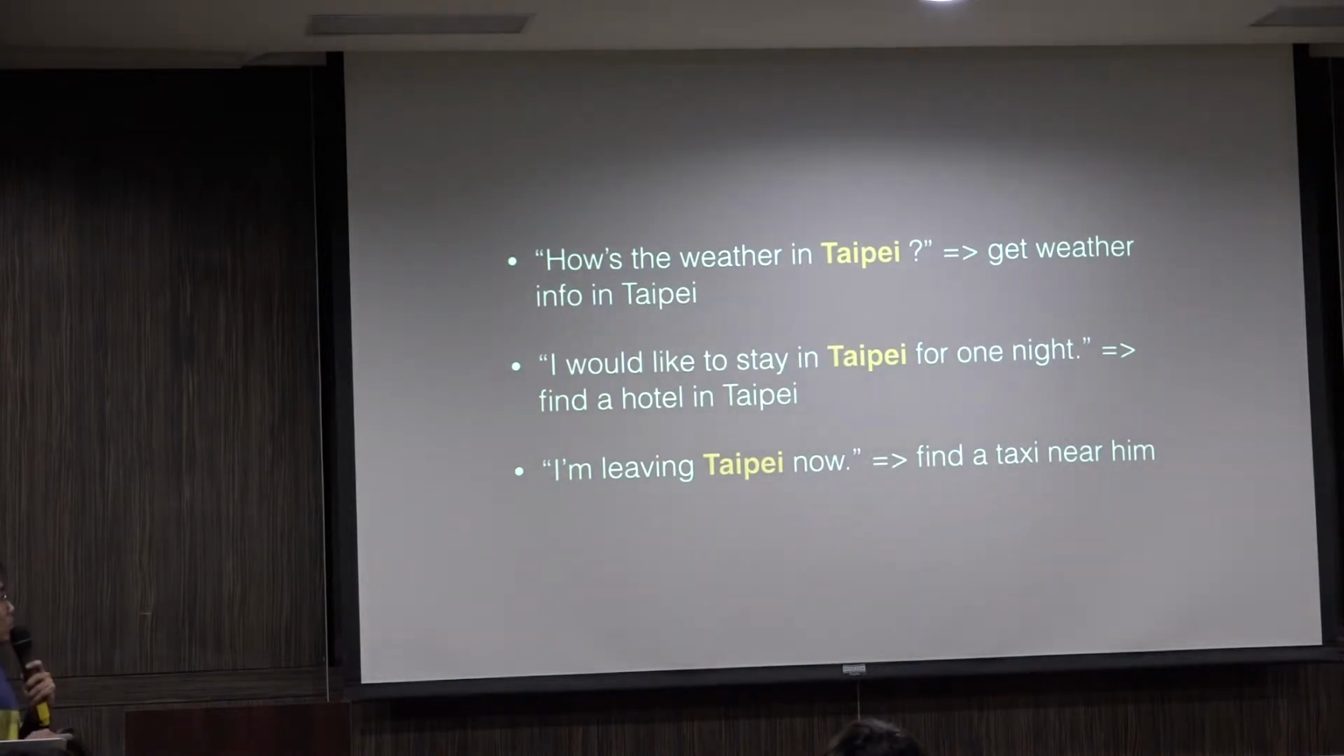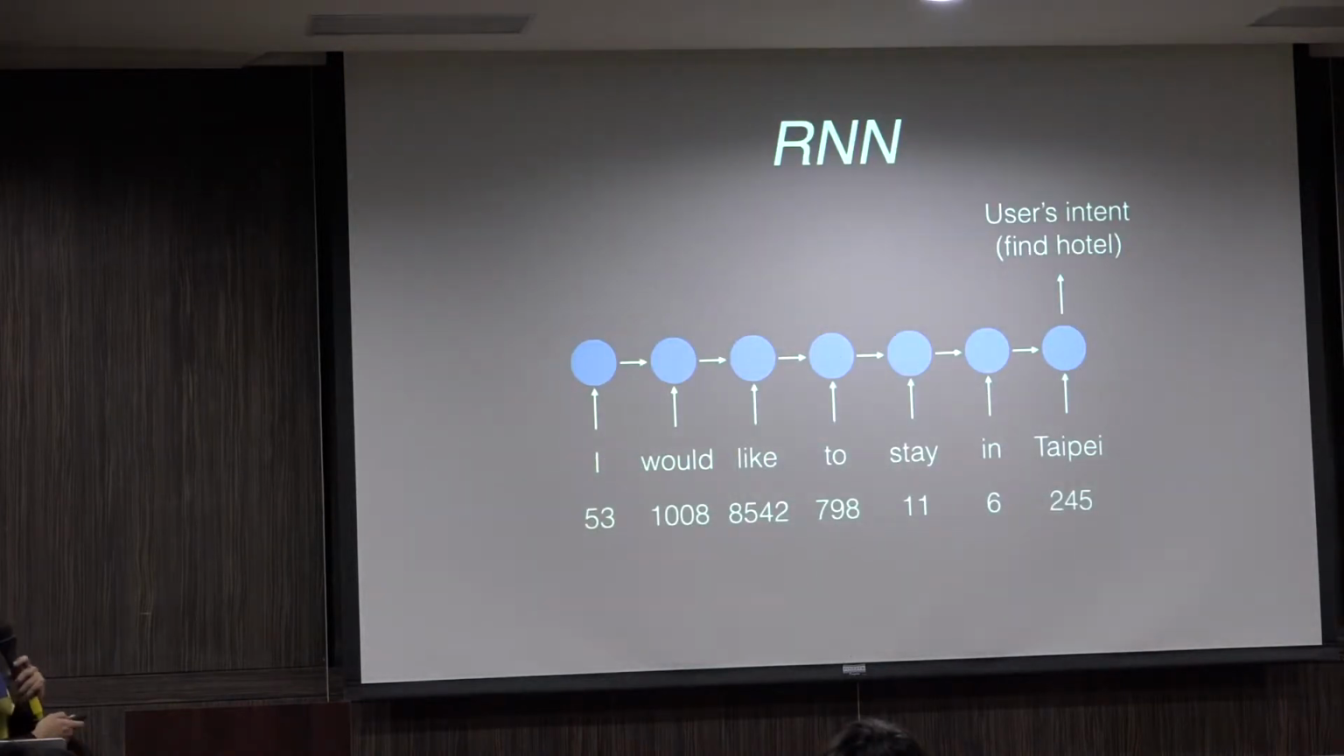So how to know the intent of the sentence? We can use RNN here again because the sentence is a time series problem. If a user says, I would like to stay in Taipei, just break these words and give each a number like this. So the sentence becomes a sequence of numbers, and you can use the recurrent neural network to train it. In this case, you want to have a desired output, because you want to find a hotel. The classification results.